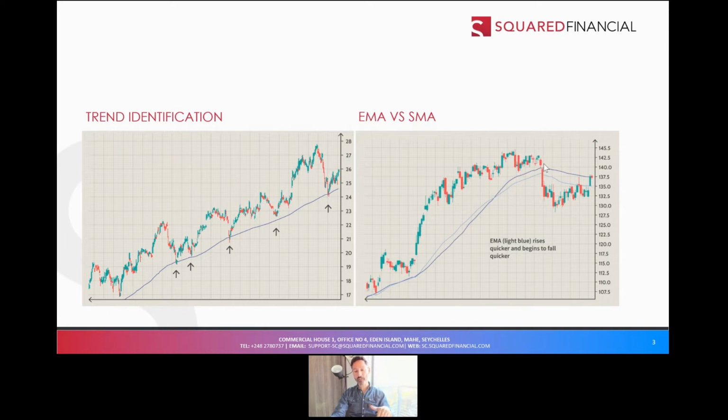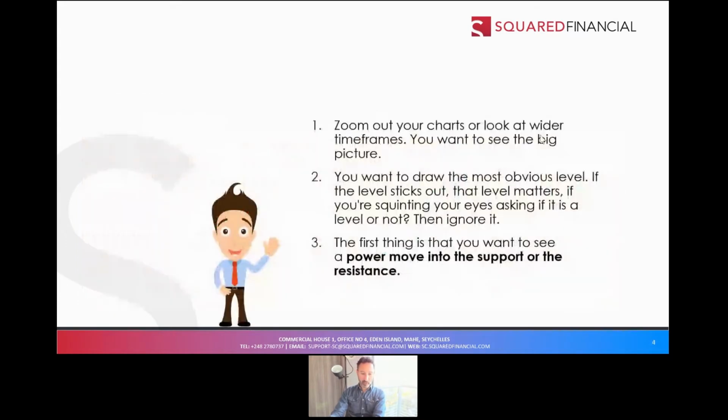If you want to take a short position, you have to start thinking that what used to be a support, the moving average, is now a resistance, and then you will go short whenever it goes back up to this resistance level. Okay, and so let's jump to the secrets of support and resistances.